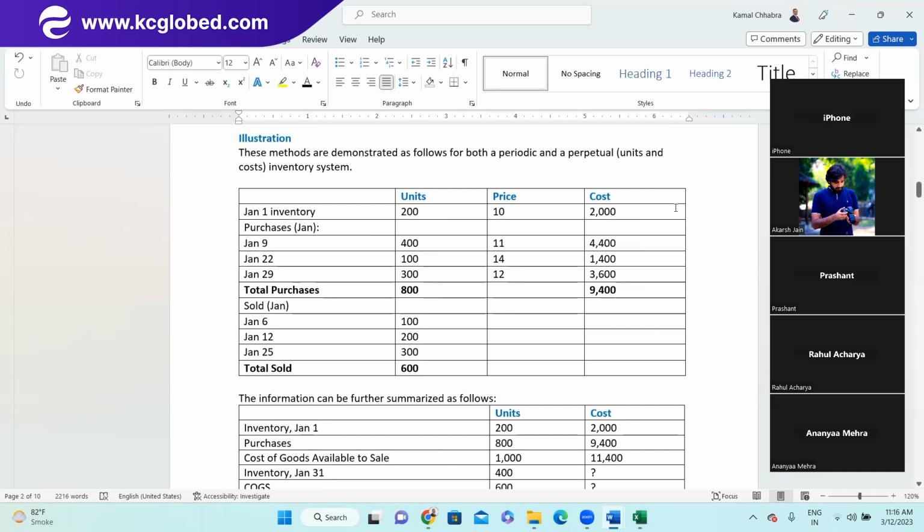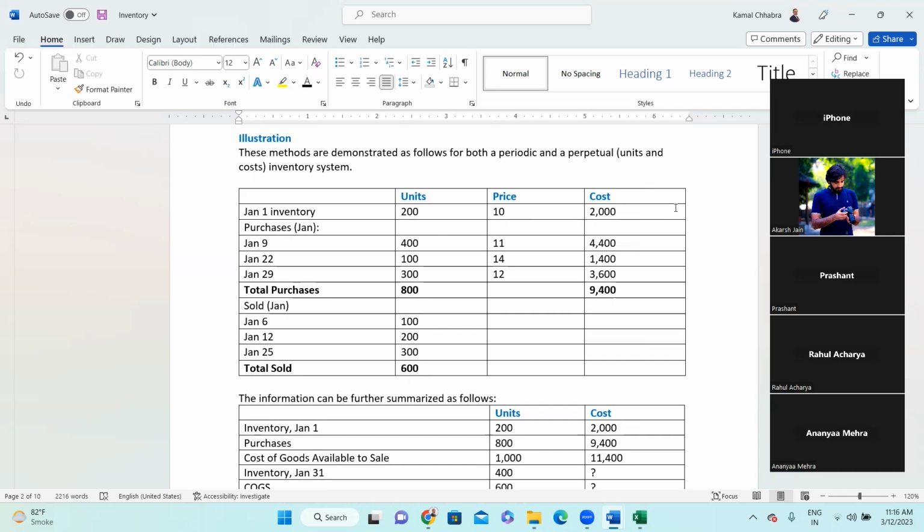So on January 1st, you have an inventory of 200 unit and the price is $10. So cost you have is $2,000, right? Second information given is the purchases in the month of January. On January 9, you purchase 400 unit for $11. On January 22, you purchase 100 unit for $14. On January 29, you purchase 300 unit for $12.